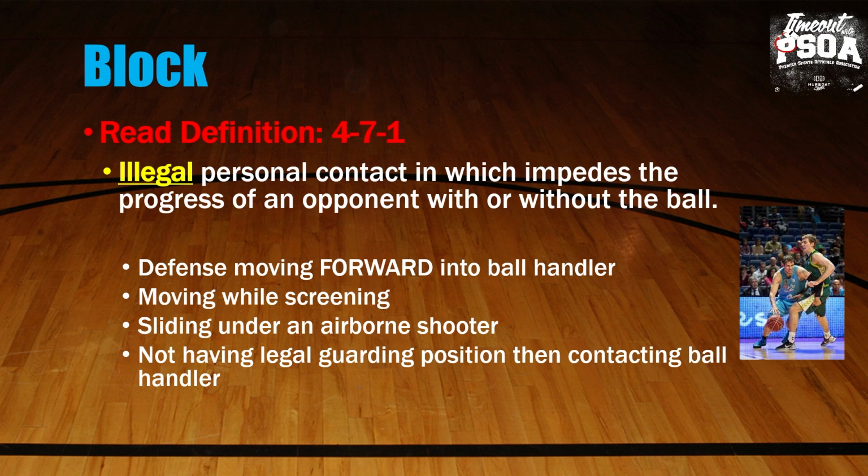And then not having legal guarding position, then contacting the ball handler. There's times where that defense never got in front, never got the chest facing forward, and they're just on the side of that ball handler. That's not legal guarding position. If you're coming from behind help side, you never got your chest in front of the ball handler. That's not legal guarding position. Even if the offense goes into you, since you did not have legal guarding position, the foul is on the defense. So why was that a foul, Sean? The defender never had and attained legal guarding position. The result is block.